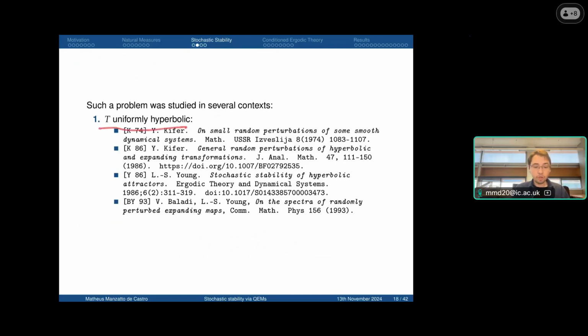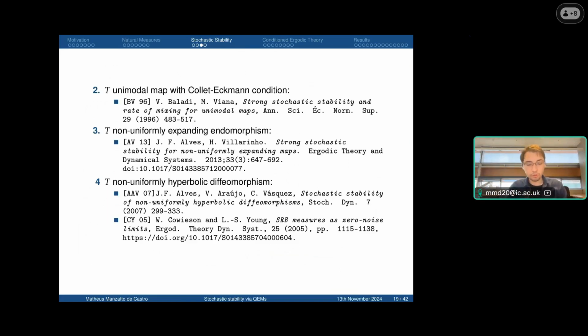For uniformly hyperbolic systems, there has been a massive amount of work in this area, and most of it is probably the work of Kifer, Lai-Sang Young, and Baladi. Also, it's a bit less known, but people have some results on the non-uniformly hyperbolic case. For instance, for unimodal maps with the Collet-Eckmann condition, there is really nice work of Baladi and Viana. Also, for non-uniformly expanding endomorphisms, there is work of Alves and Vilarinho, and for non-uniformly hyperbolic diffeomorphisms, also Alves, Araújo, Vásquez, and a really nice paper of Young and Cowieson.